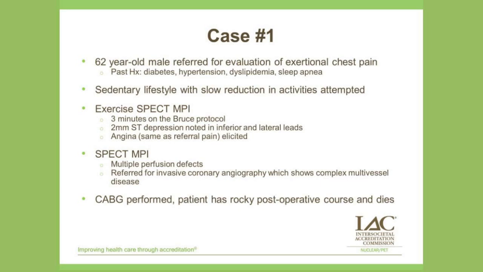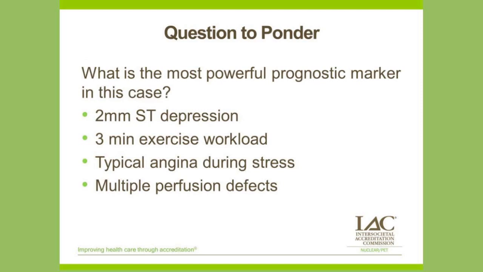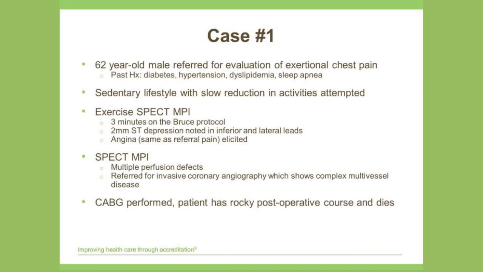So my question for you to ponder, and I didn't want to take the time to do a poll here, so I just want you to think about it before we move on. What is the most powerful prognostic marker in this case that I just presented? Is it the 2 millimeters of ST depression? Is it the 3 minutes of exercise workload achieved? Is it the fact that he had typical angina during stress? Or is it the fact that he had multiple perfusion defects that were ischemic? These are all very significant and substantial.